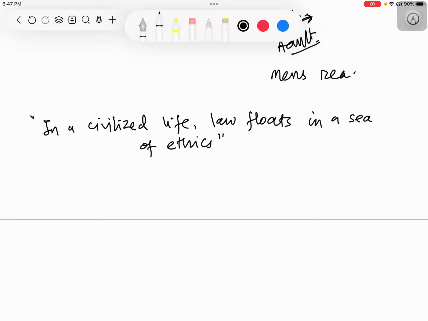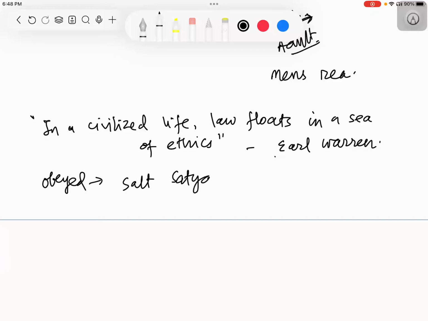This is a quotation you can use for law versus ethics, a quotation by Lawrence: In a civilized life, law floats in a sea of ethics. It means we usually consider that laws should be ethical or have an ethical grounding. Otherwise, that law will not be called ethical and will not be obeyed by the people. Here you can give the example of the Salt Satyagraha of Mahatma Gandhi.